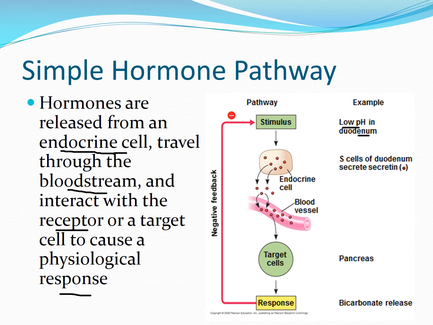So because of that low pH, it sends a signal to this endocrine cell that is going to release this thing called secretin. So secretin gets into the bloodstream. It's then going to bind to the pancreas, which is going to cause bicarbonate ion to be released. The bicarbonate is basic, and what that's going to do is it's going to help to increase the pH of the duodenum, and so then we will be where we need to be.